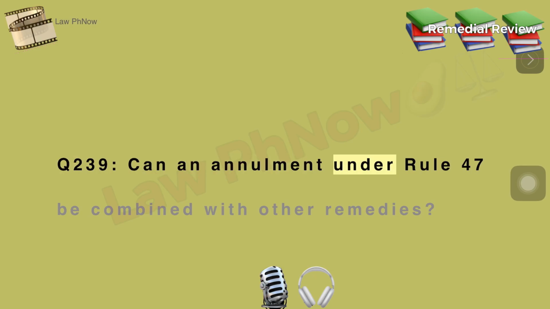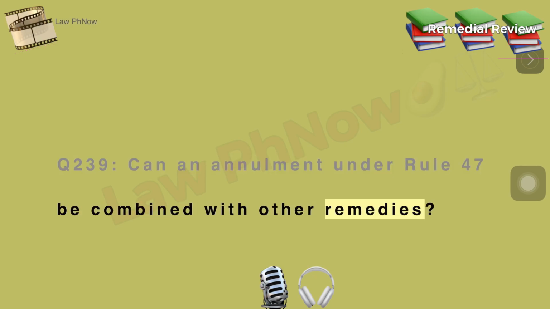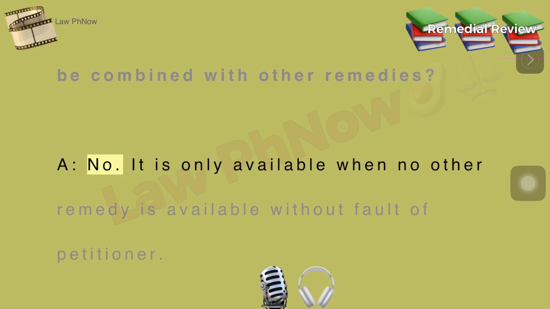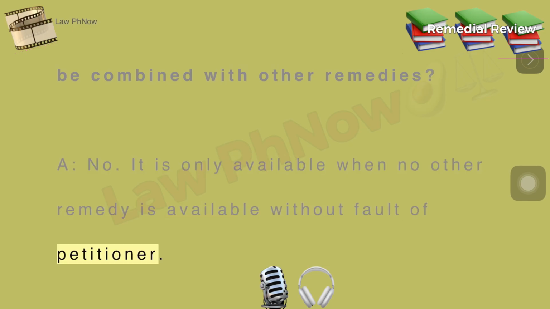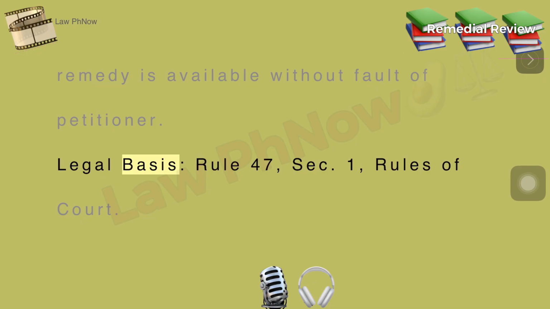Q239. Can an annulment under Rule 47 be combined with other remedies? A. No. It is only available when no other remedy is available without fault of the petitioner. Legal basis, Rule 47, Section 1, Rules of Court.